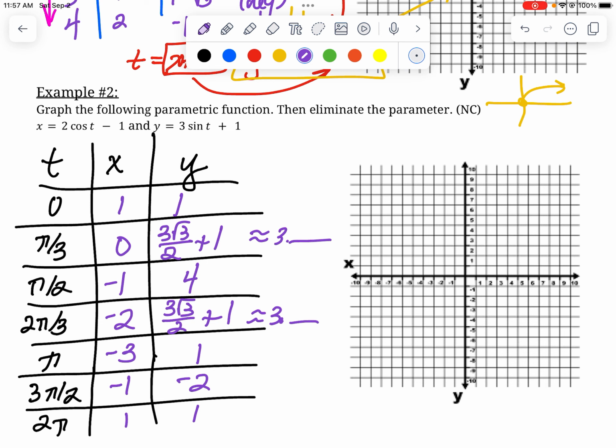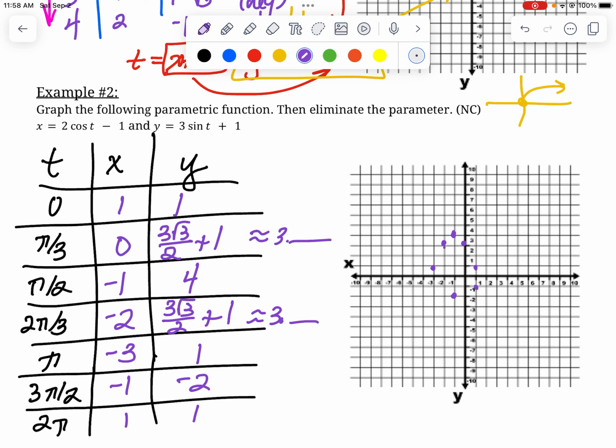So remember, I'm only plotting the ordered pairs that are in purple ink there. So I've got 1, 1, 0, 3-ish, -1, 4. Notice the order in which I'm plotting these because that's going to tell us about direction. Oh, that's a little bit of a miss. -3, 1, -1, -2. 1, 1.